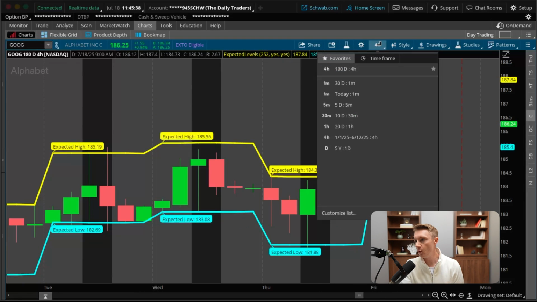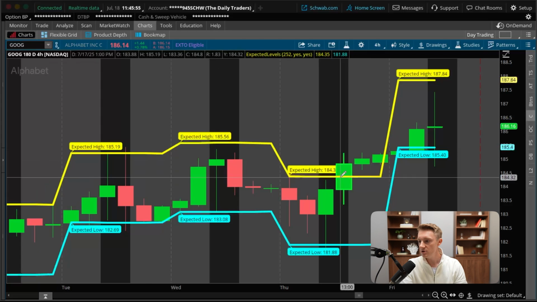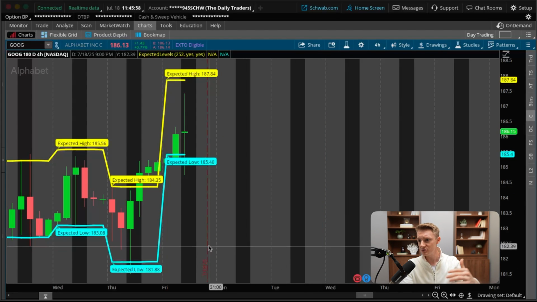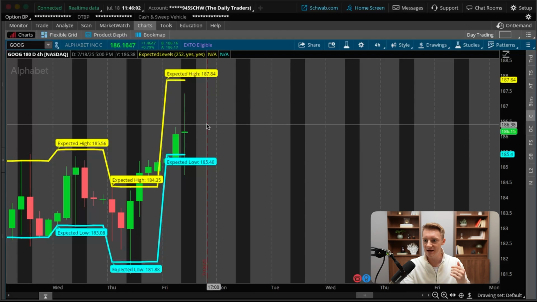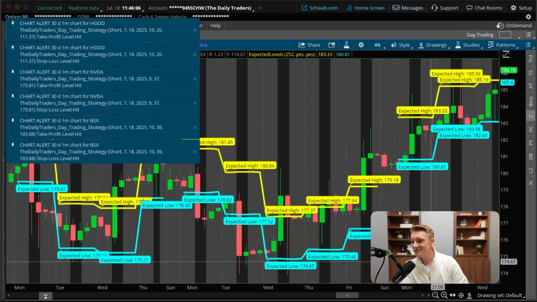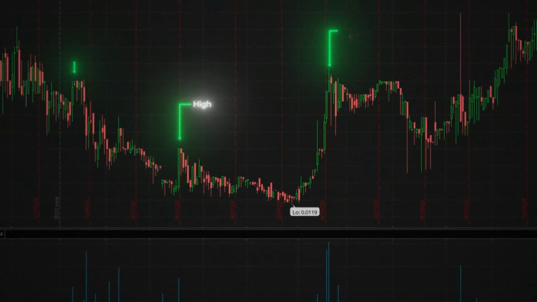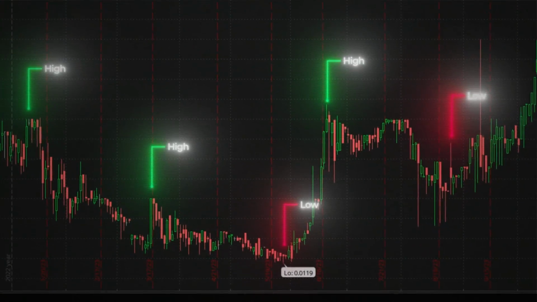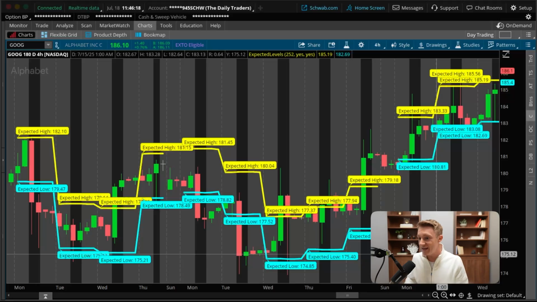First things first, once you've got the indicator downloaded and installed, all you have to do is pull up a 4-hour time frame. Now you can see here, we've got these two different levels. We've got a blue expected low and a yellow expected high. Essentially, what this indicator does is take into account the previous day's ranges and the previous day's historical data. It uses those levels to give you a realistic probability, if you will, or expected point as far as how high or how low that stock might go.